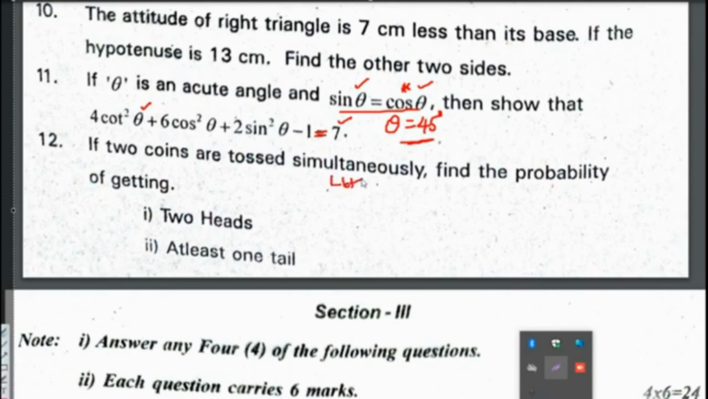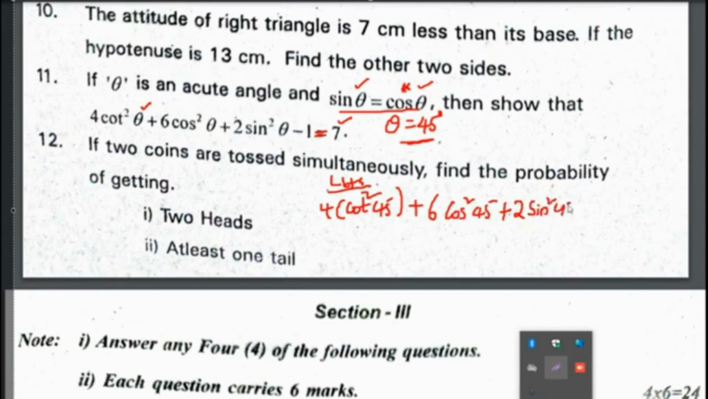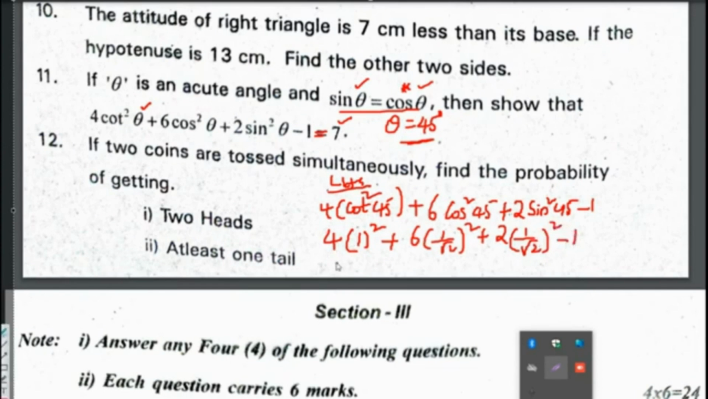So I am taking LHS. 4 cot square 45 plus 6 cos square 45 plus 2 sin square 45 minus 1, and we will prove the answer as 7. So cot 45 is 1, so 1 square, plus 6 times cos 45 which is 1 by root 2 whole square, plus 2 times sin 45 which is also 1 by root 2 whole square, minus 1.